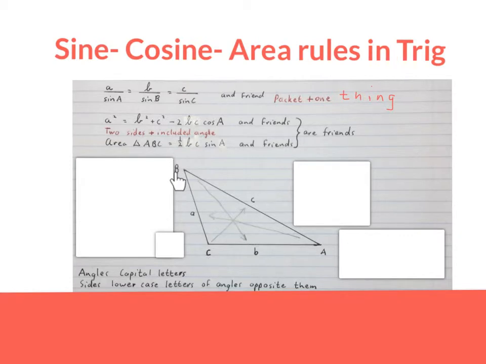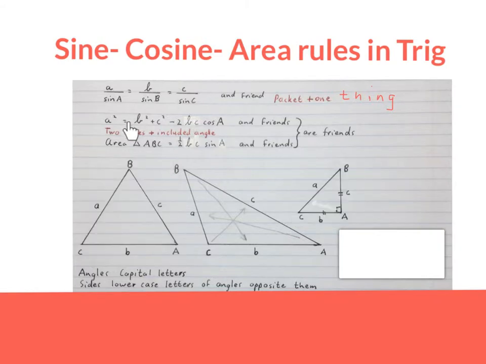Opposite that capital letter B is a side. CA is what I will call it, but for the formula's purpose, we're going to call it small b. So the sides are in lowercase letters of the angles opposite them. Capital C, small letter c. Capital B, small letter b. Capital A, small letter a. These rules will apply to any shape triangle in the world.